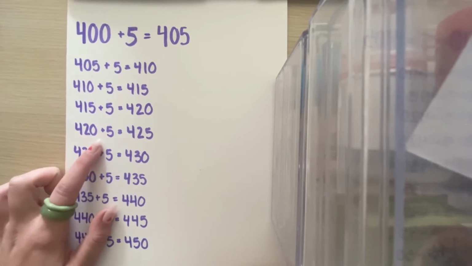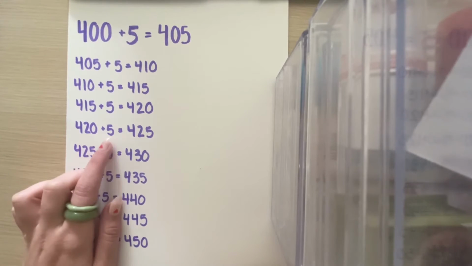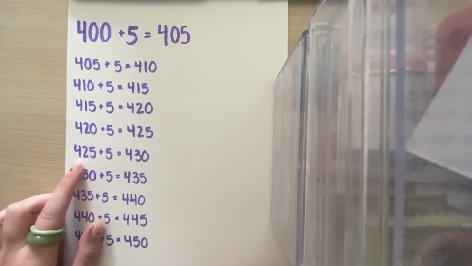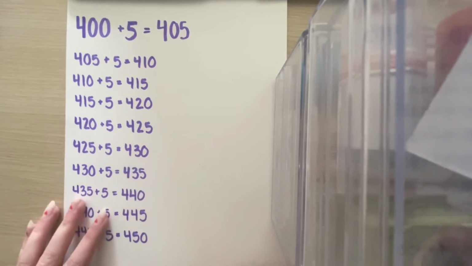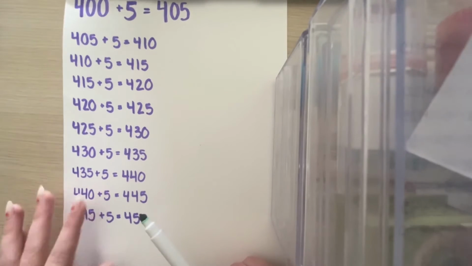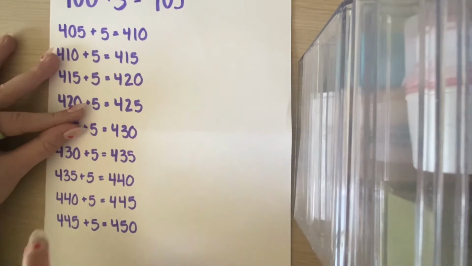Next we have 420 plus 5 equals 425. 20 plus 5 equals 25. Next we have 425 plus 5 equals 430. 25 plus 5 equals 30. Next we have 430 plus 5 equals 435. 30 plus 5 equals 35. Next we have 435 plus 5 equals 440, showing that 35 plus 5 equals 40. Next we have 440 plus 5 equals 445. 40 plus 5 equals 45. 445 plus 5 equals 450. 45 plus 5 equals 50.